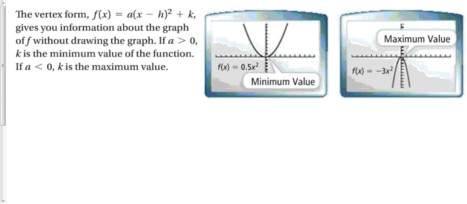Okay? So now, vertex form, what we saw at the beginning of the section. A times x minus h squared plus k gives me information about the graph without actually having to draw it. We saw already that if a is greater than 0, we have a minimum, and if a is less than 0, k is the maximum. Okay? So the y coordinate of the vertex is going to be my minimum or maximum value.